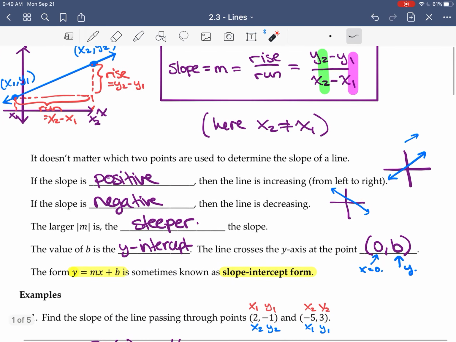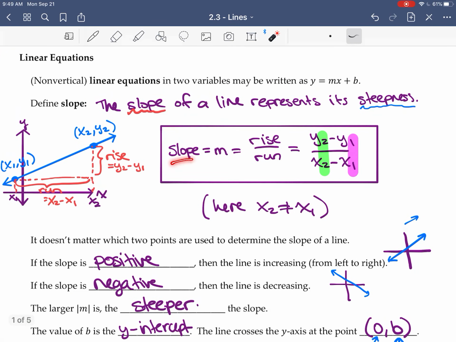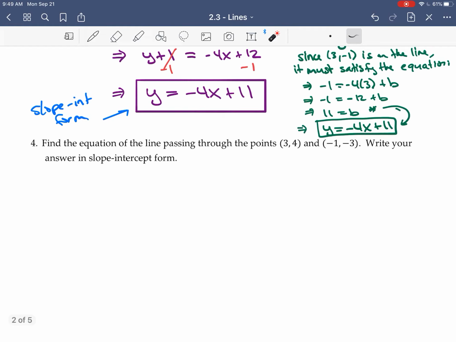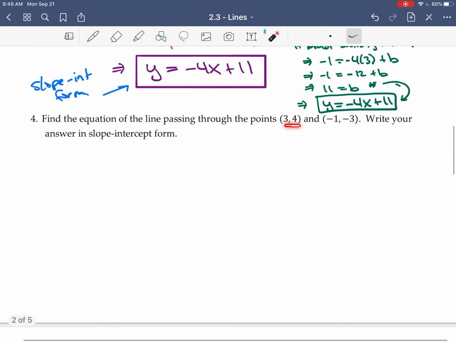Remember the slope for a line is the rise over the run, which is the difference in the y values divided by the difference in the x values. So the first example we want to do here is to determine the equation of the line that passes through the points 3, 4 and -1, -3, and we want to write our answer in slope-intercept form.